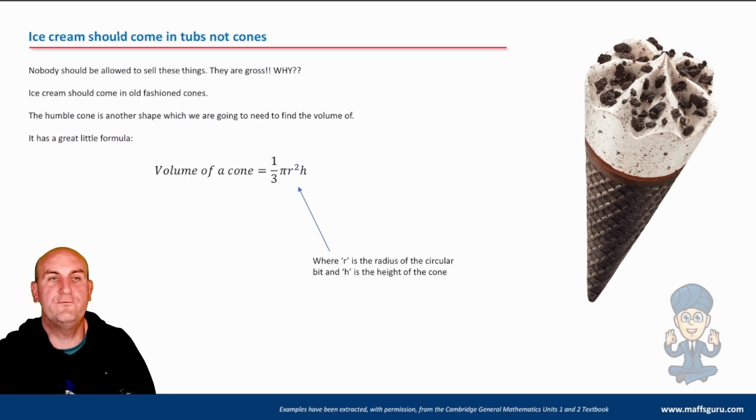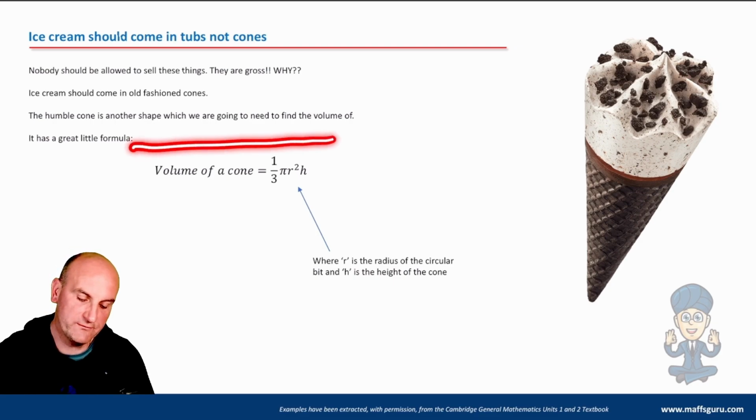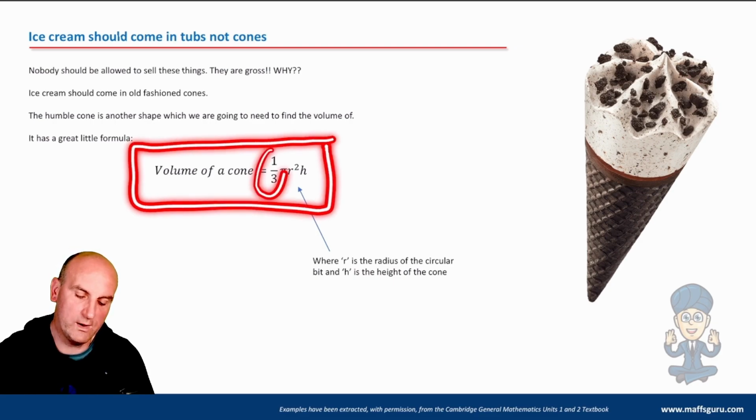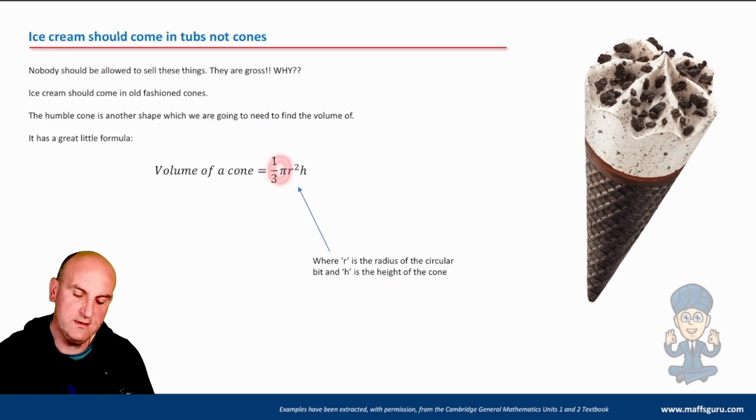But to find the volume of a cone is actually a formula. I'm not going to get too deep into why, because that's like uni maths and then some. But to find the volume of a cone, you do 1/3 times pi times r squared times h. So if I have a cone, I need to know the radius and I need to know the height.